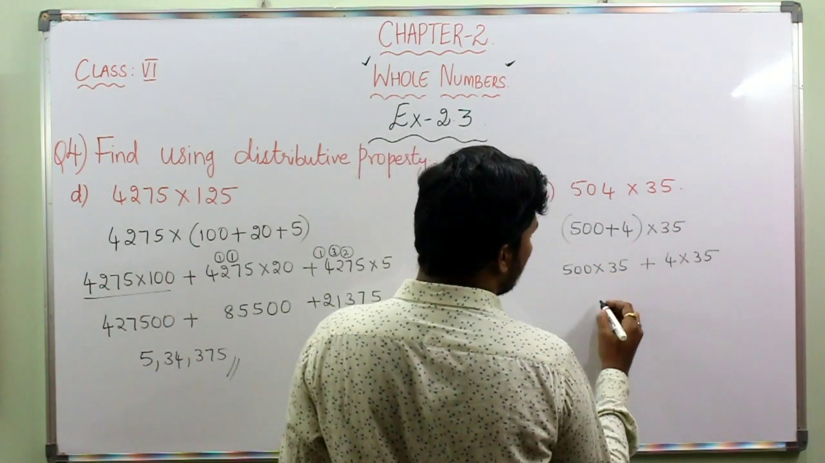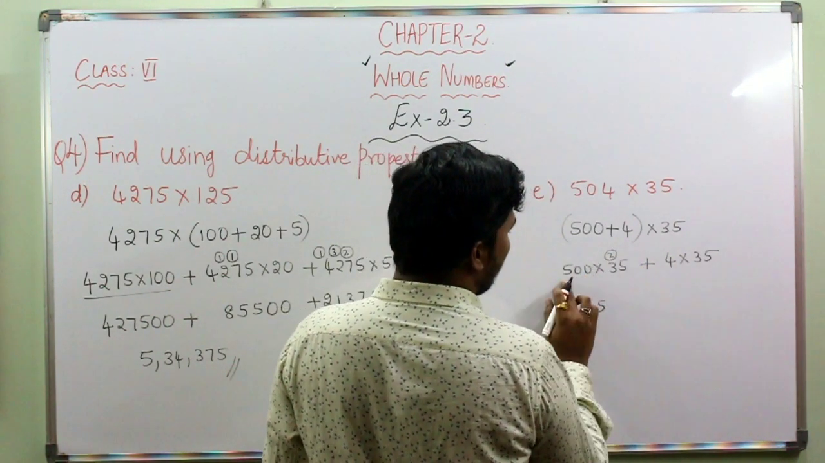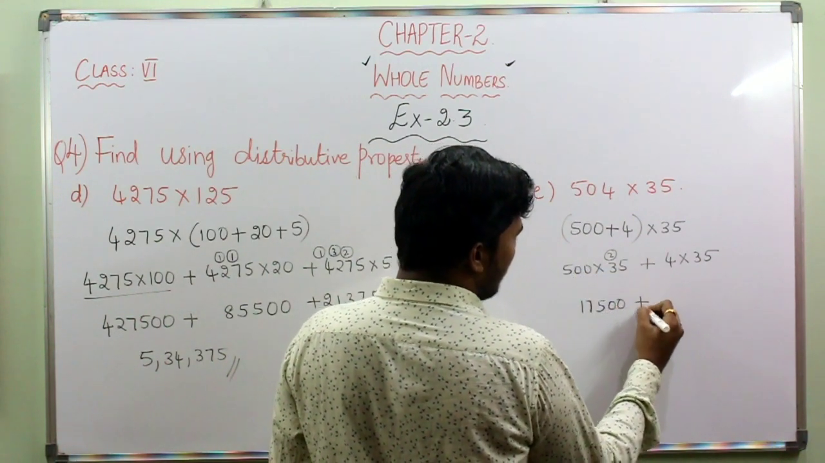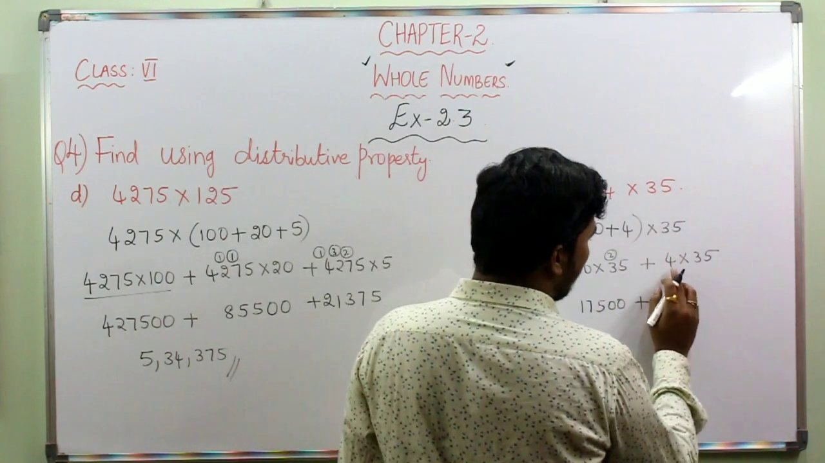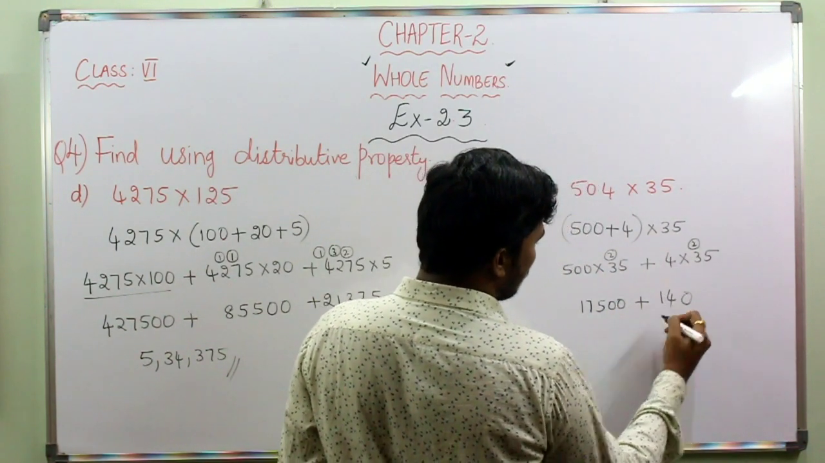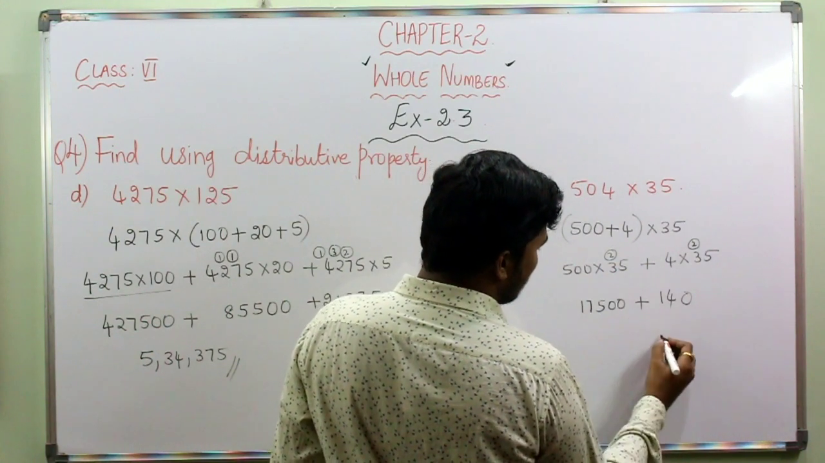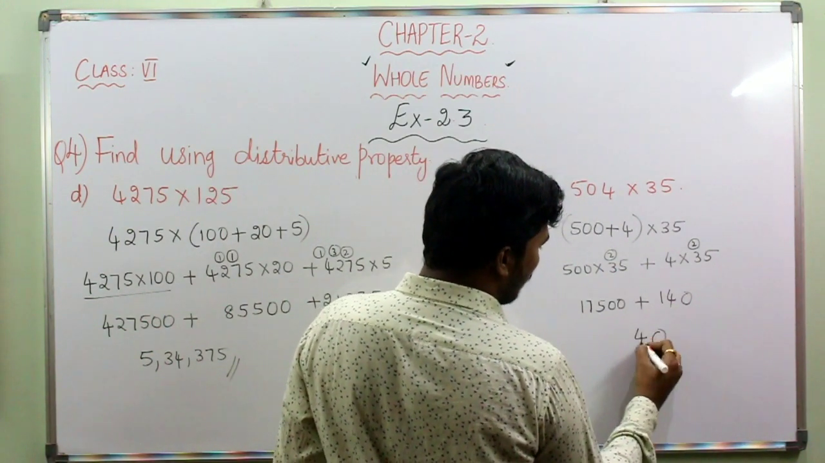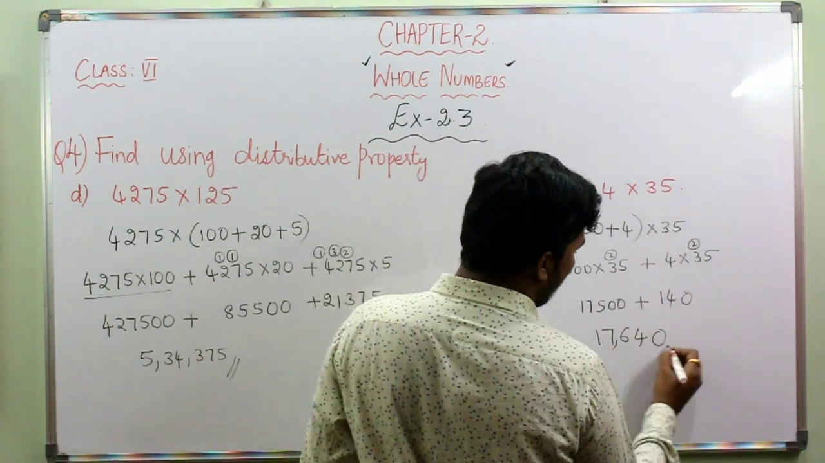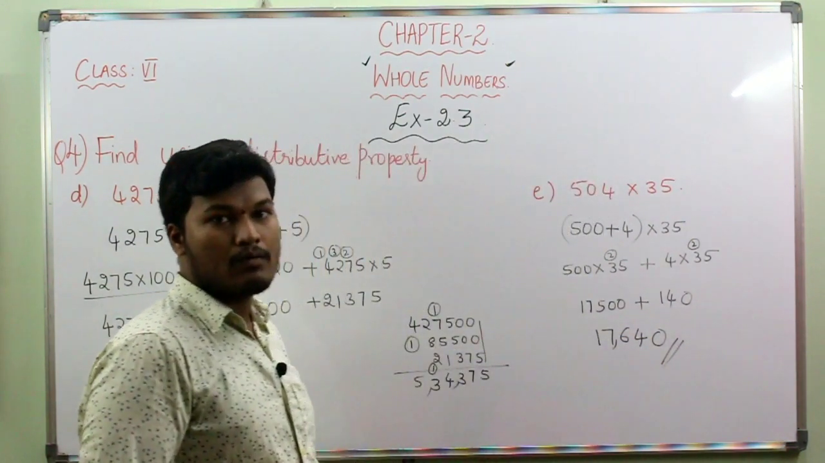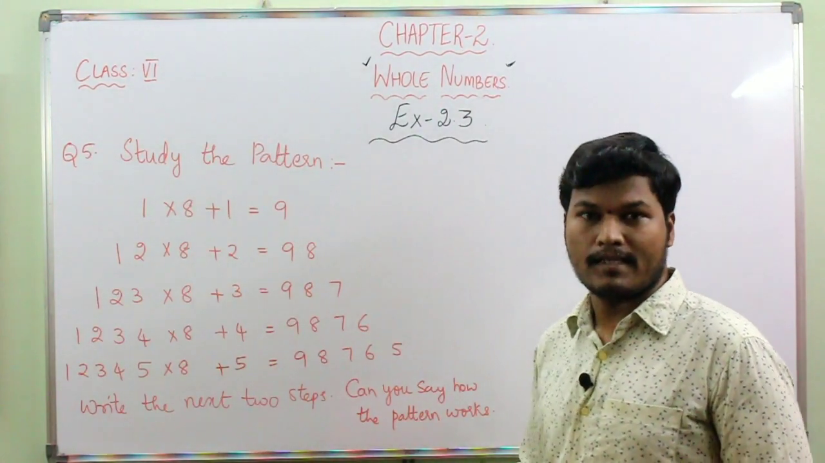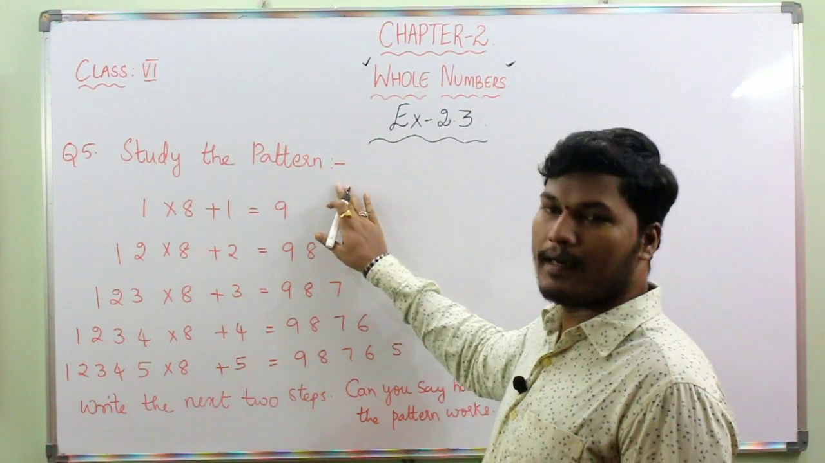So 5 5s are 25. 5 3s is 15, 16, 17. As I have 2 zeros, they will be added after this 5. Next 4 5s is 20. 4 3s is 12, 13, 14. So then it will become 0 plus 0 is 0. 0 plus 4 is 4. 5 plus 1 is 6. And 17 as it is. So therefore it is 17,640.